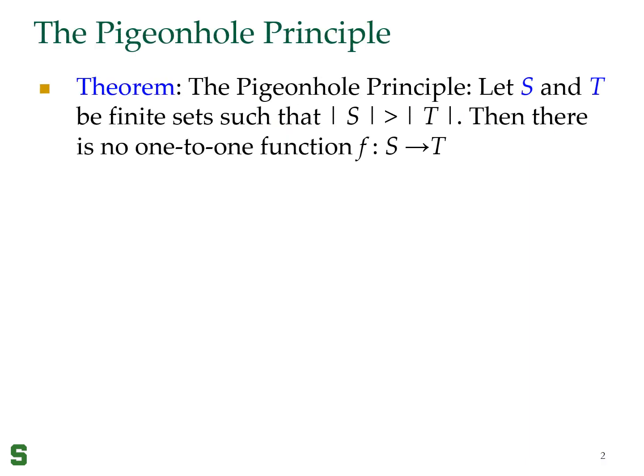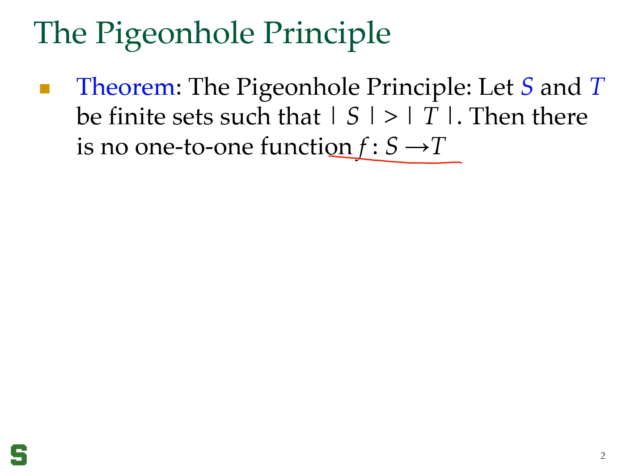So here is the statement of the pigeonhole principle, which says if I have two sets S and T such that they are finite sets and the cardinality of S is greater than the cardinality of T, in that case there is no one-to-one function from S to T. Essentially T has a smaller number of elements, and that means that something has to give. Two elements in S have to be mapping to the same element in T.